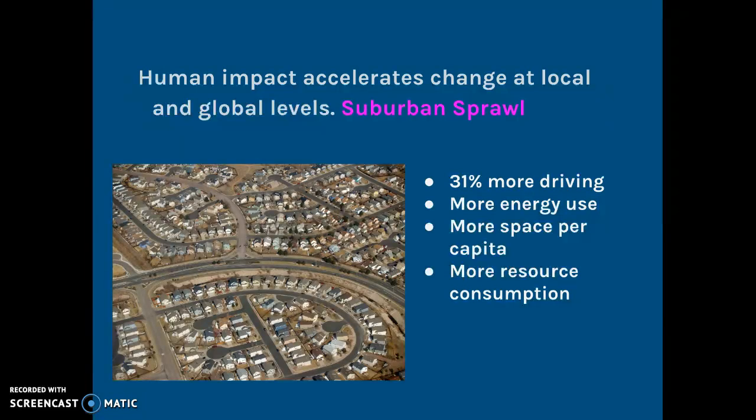So generally, the way that suburban lifestyle is going currently, people estimate it's very unsustainable. We're going to see increased greenhouse gas production, and of course, a lot of reduction of open available space for people who live in a suburban environment.